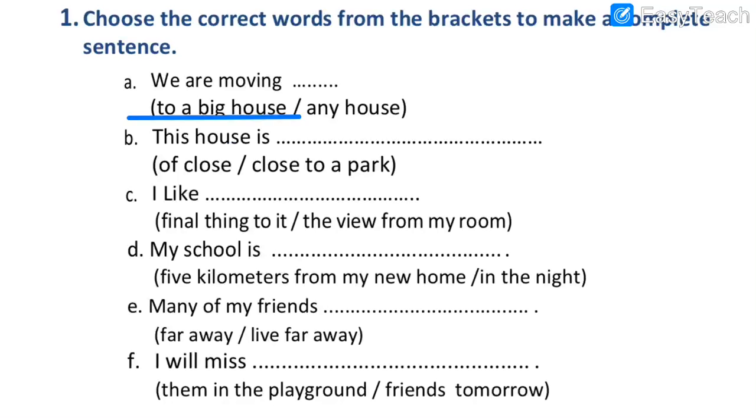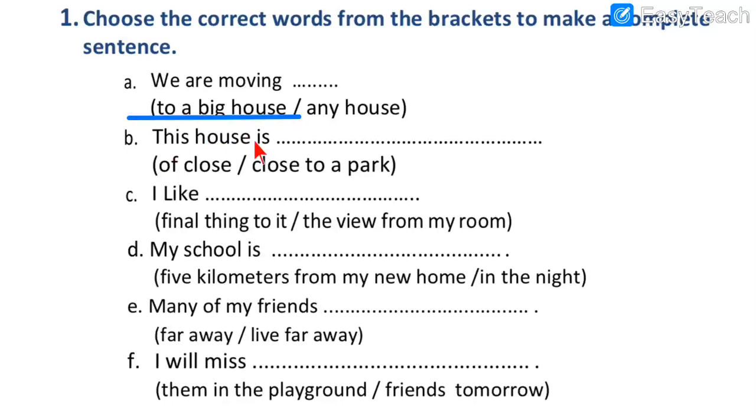That makes the sentence complete because there is one verb, are moving. And what is the object? As we have seen, subject, verb and object. Big house. House is the object. We, that is the subject. So our sentence is complete. We are moving to a big house. So this answer will come in the blank.